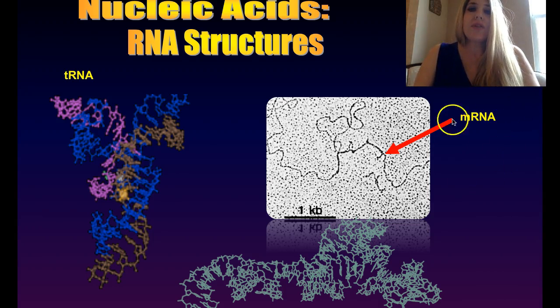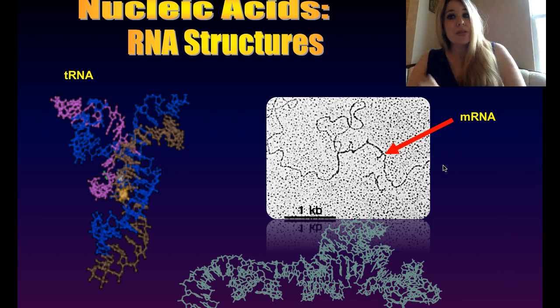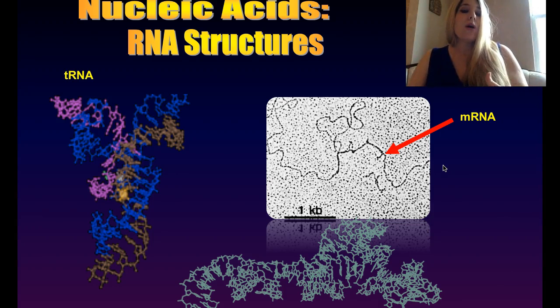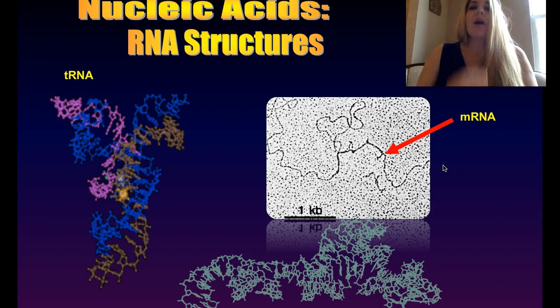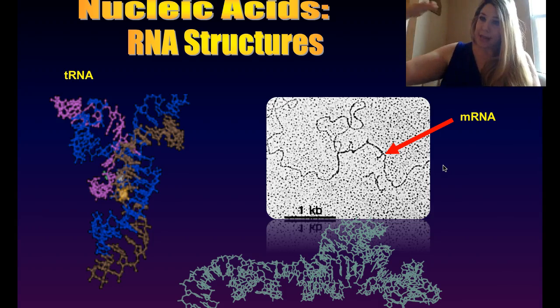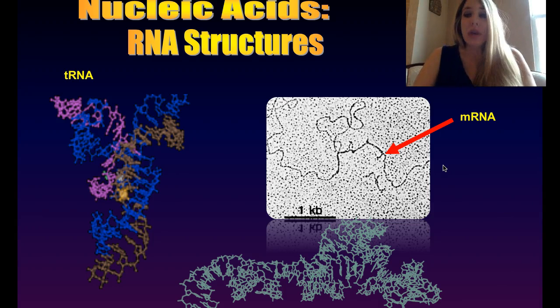And it's just kind of a long, snaky, single-stranded molecule that is going to carry a code based on those nitrogenous bases that are going to be written based on the order of nitrogenous bases on the DNA. So it's kind of single-stranded and snaky. So that's messenger RNA. Also involved in protein synthesis is another kind of RNA called tRNA, or transfer RNA.